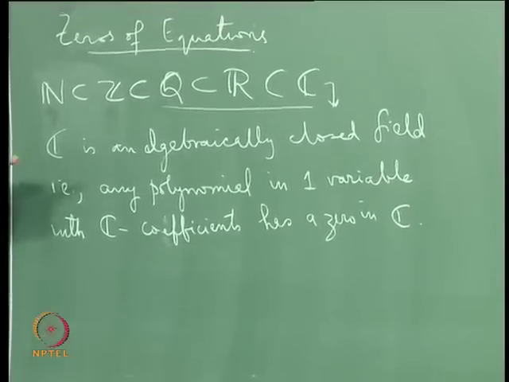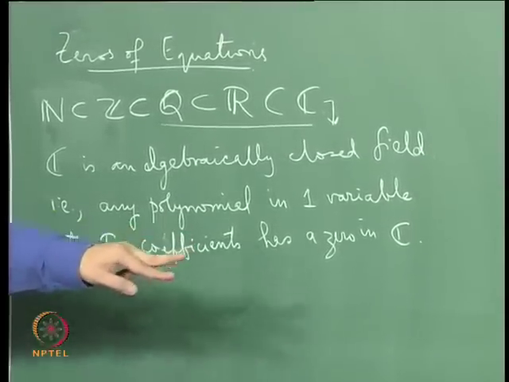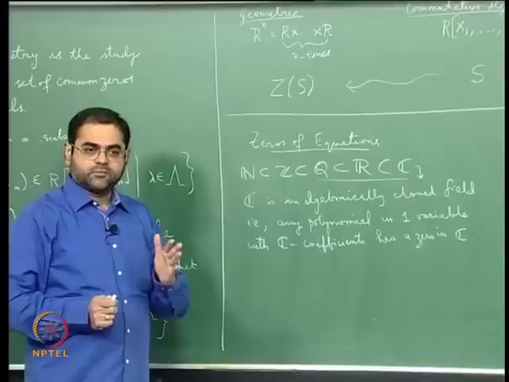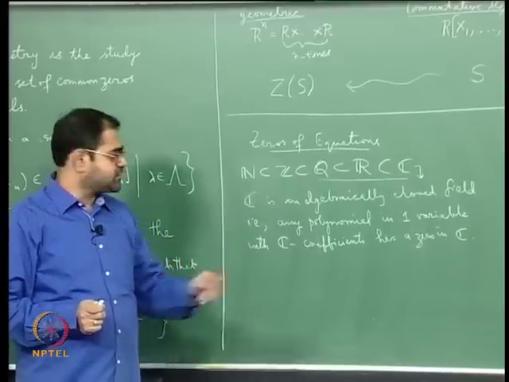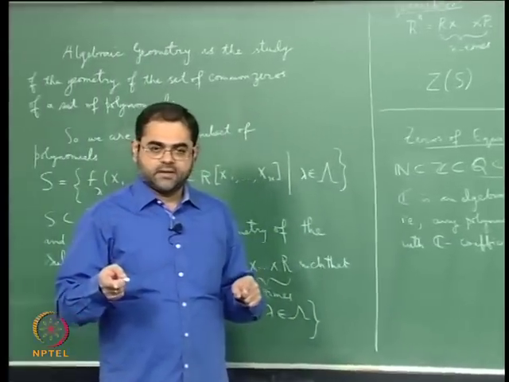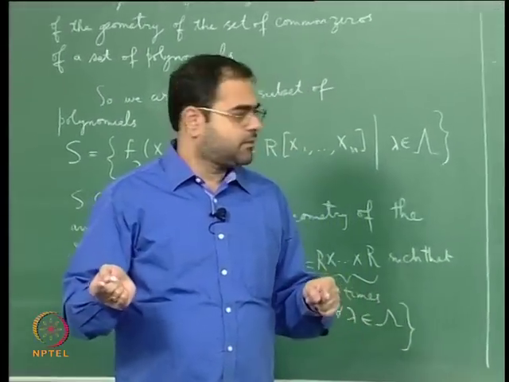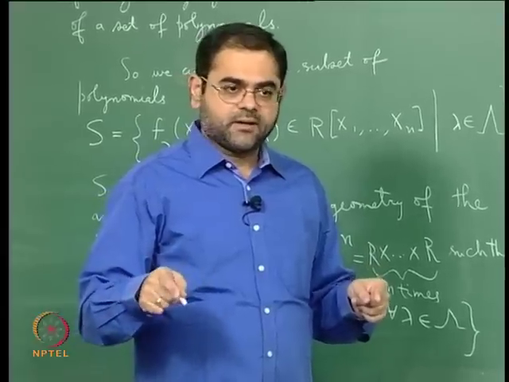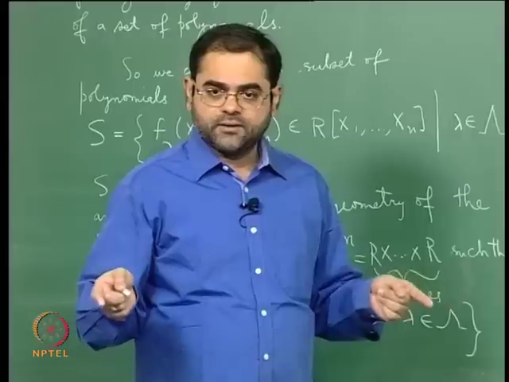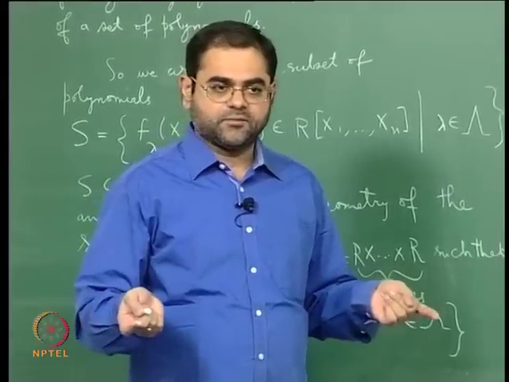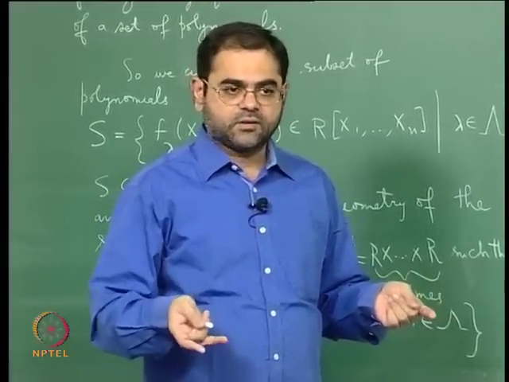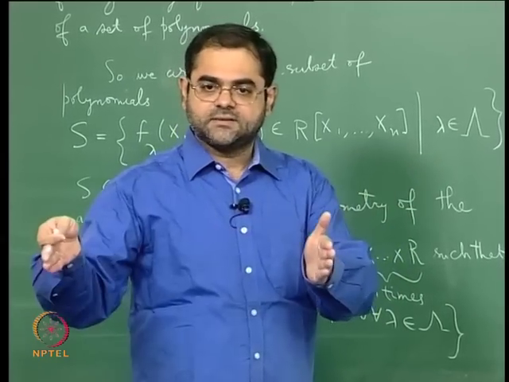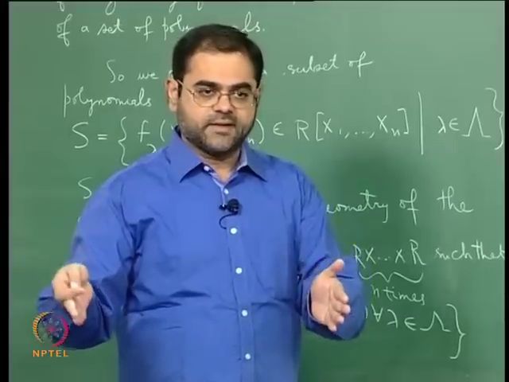In fact, if a polynomial has a zero, if you call the polynomial f of x, where x is a variable, and it has a zero, which means it has a value lambda such that f of lambda equals zero, then x minus lambda is a factor of the polynomial, and by the division algorithm the polynomial becomes x minus lambda times another polynomial of lower degree, of one degree less.